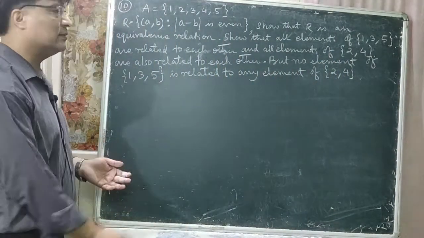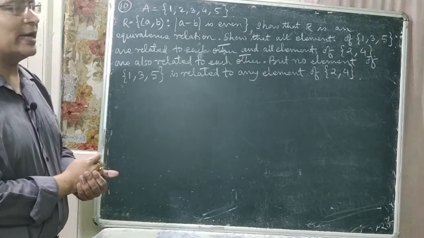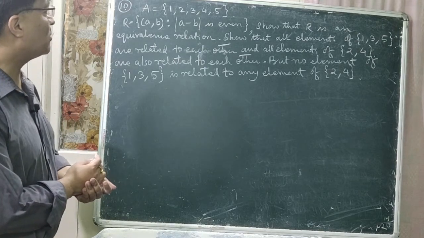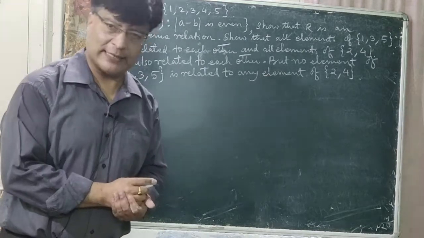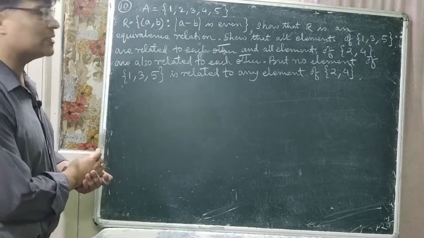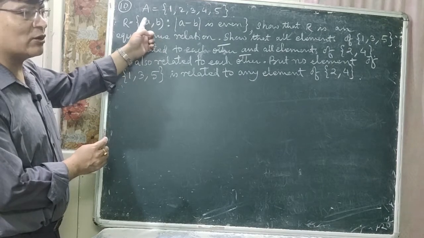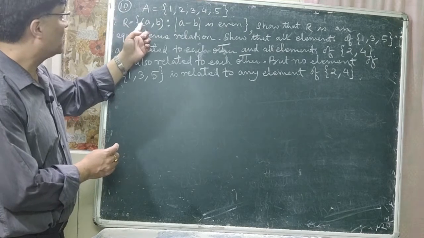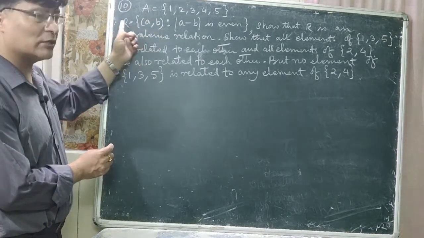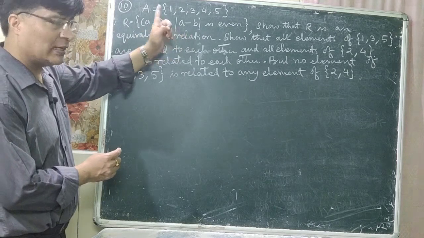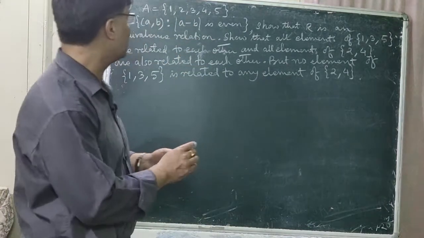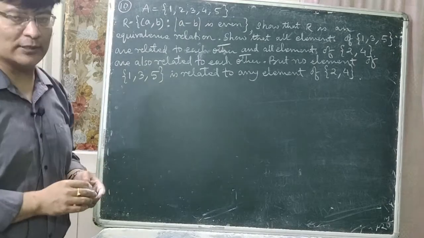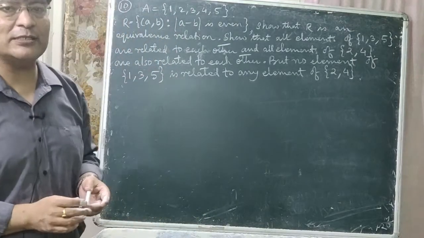So now we'll do question number 10. Set A is given as {1, 2, 3, 4, 5}. These 1, 2, 3, 4, 5 are the members of the set A, right? Also the relation R is given, that is (a, b), where all these a, b belong to the set A. So in this case, (a, b) belongs to the relation R such that |a - b| is always even. You have to prove that R is an equivalence relation.